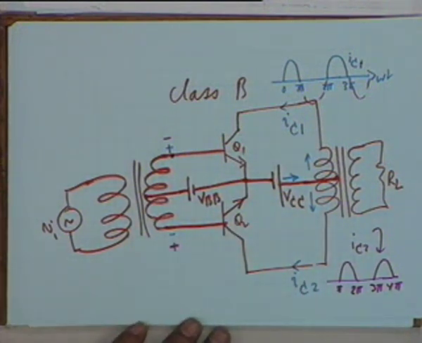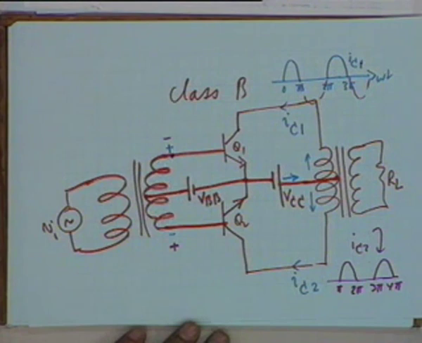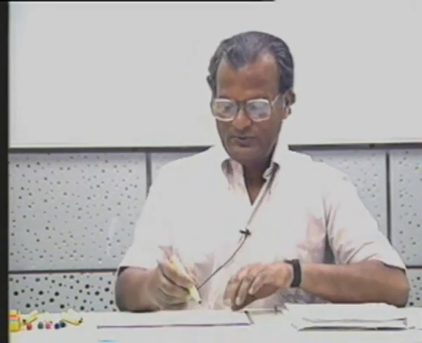But what is the advantage? It is that only one of the transistors conducts. Normally without signal there is no power dissipation, and therefore the efficiency should be high. Let us look at what can be the ideal efficiency. Is the operation clear? Is there any question? No. What is the input power?